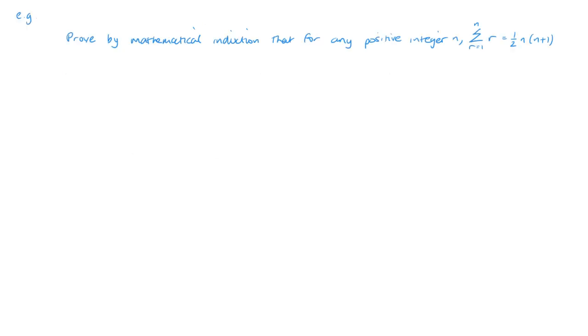Okay, so prove by mathematical induction that for any positive integer n, the sum of r between 1 and n is a half n times n plus 1. So this formula we learned a few videos ago, and now we're going to use mathematical induction to prove it.